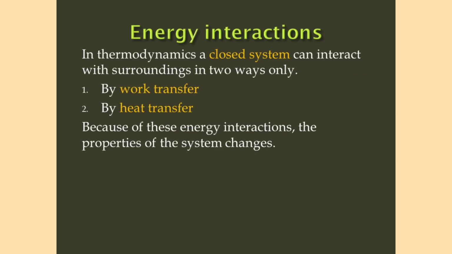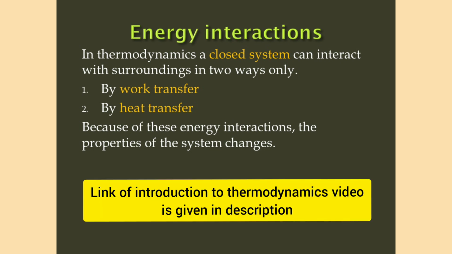In thermodynamics, a closed system can interact with the surroundings in two ways: by work transfer and by heat transfer. When these energy interactions happen, the properties of the system change, and because of that, the state of the system also changes. We already discussed system, classification of system, properties, state and process in my previous video. The link is given in the description.